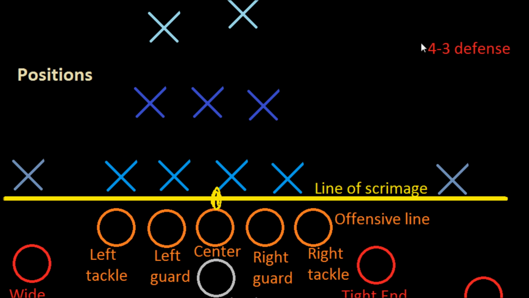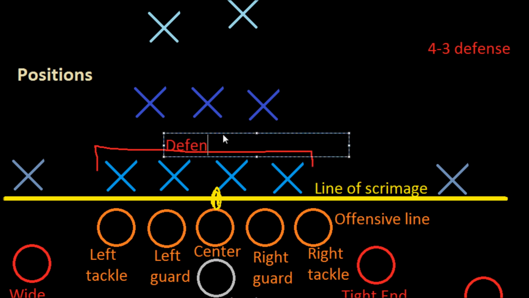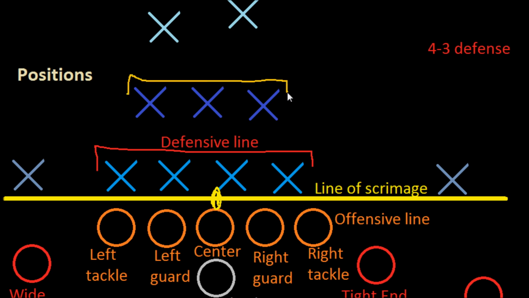The first number comes from the line. So these guys here, this is the defensive line. Right behind, as you can see, there's 4 guys, so that's where we get the 4. And then there's 3 guys behind them. And if you guess this is where the 3 comes from, you would be correct. So 4 defensive linemen, 3 linebackers, because they are behind the line. These are the linebackers.